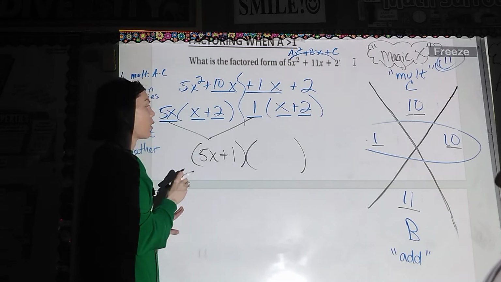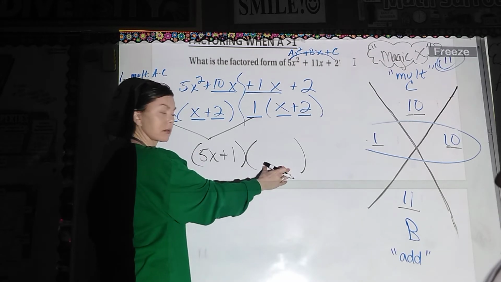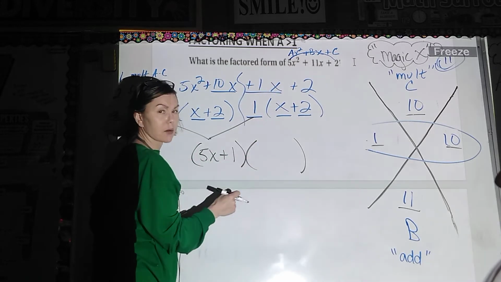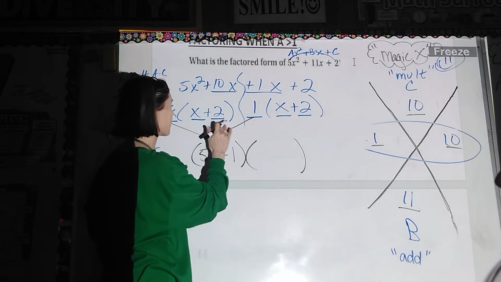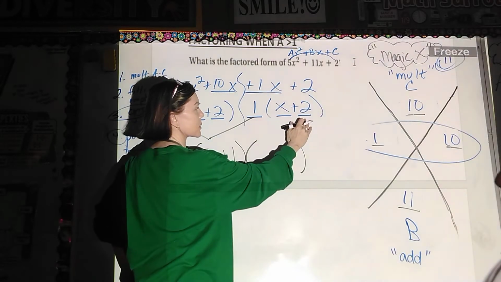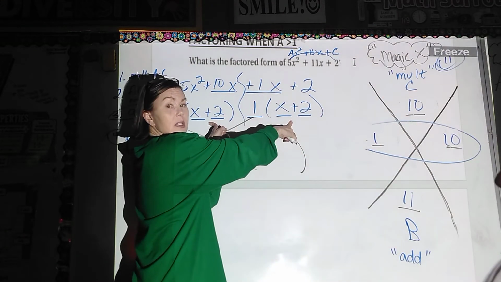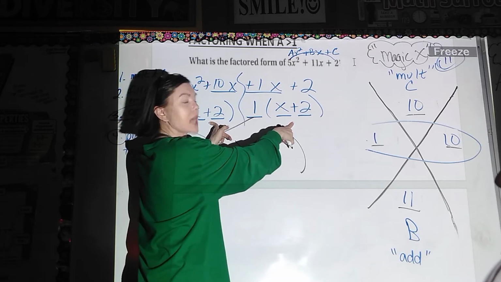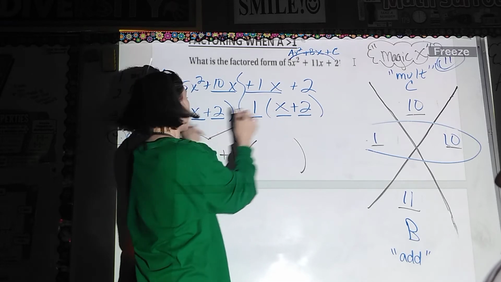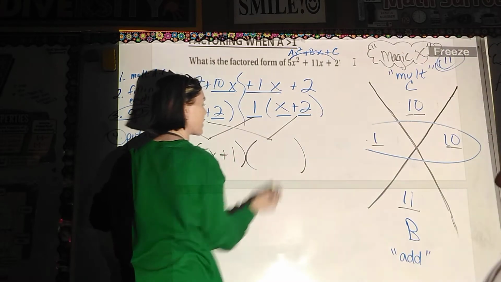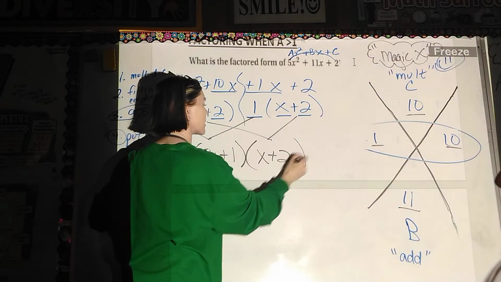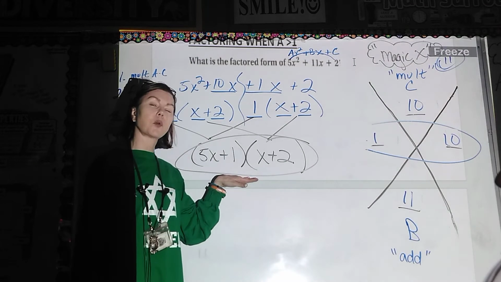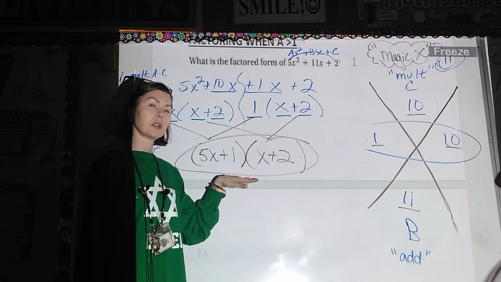Okay? Now, the second binomial, 5x plus 1 times what gave us that original? Well, if you can see here, x plus 2 and x plus 2. It's usually always the case that these two binomials are identical, which is what we want. And we're going to bring those together, and that's exactly what goes in the second binomial, and this is our factored form. This is our answer.